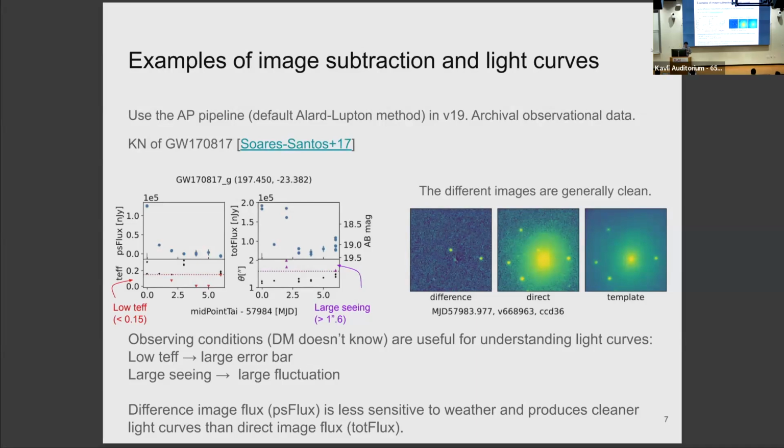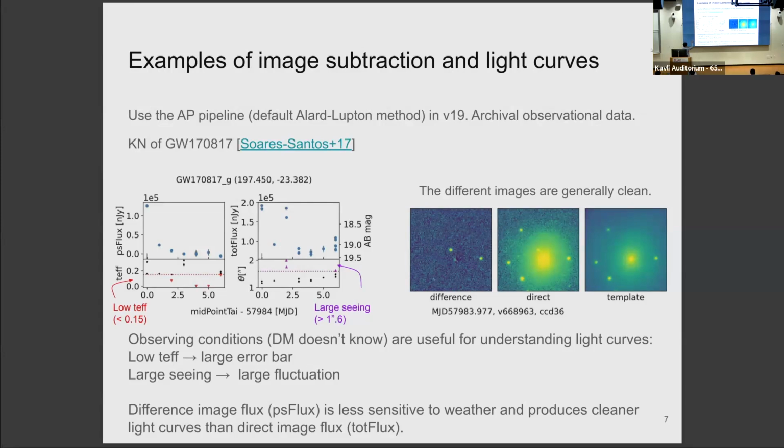For this kilonova, I want to show you the light curve. Those blue points are the data. On the left is PS flux. Those are the fluxes measured from the difference image, and total flux measured from the direct image, the science image.